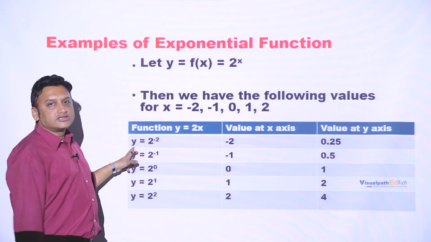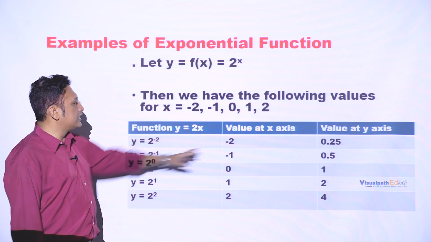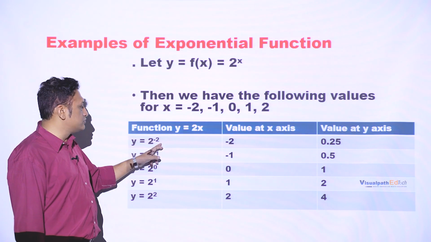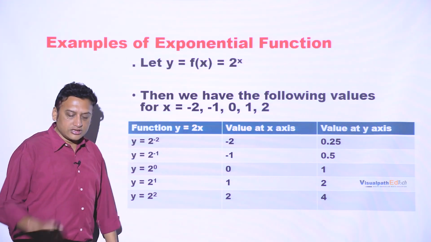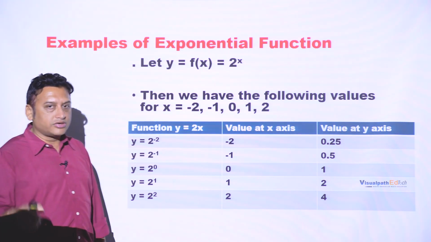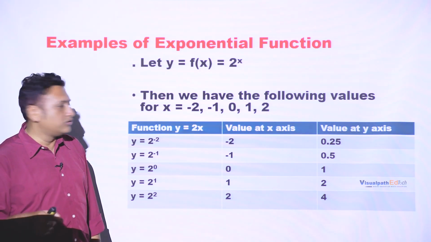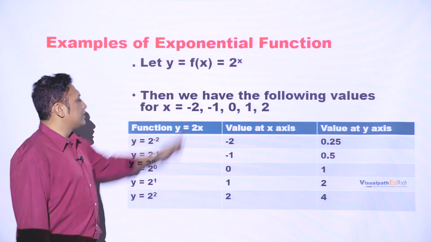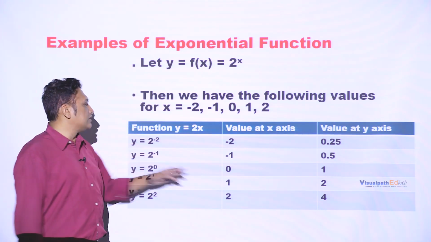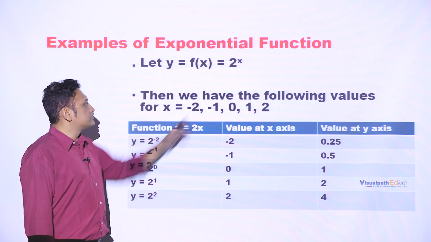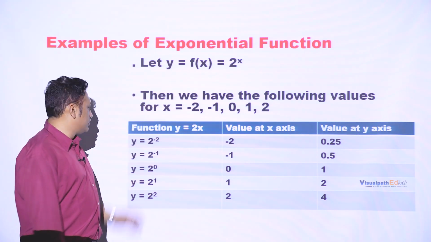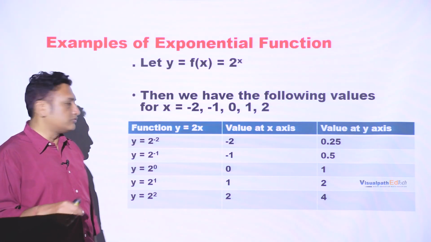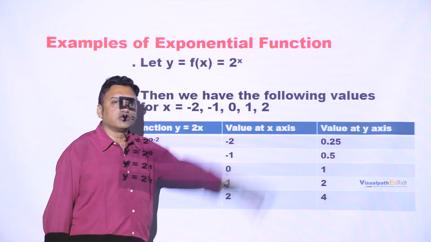So, since the function says 2 to the power x, if I take x is equal to -2, then I will get y is equal to 2 to the power -2. 2 to the power -2 is 1 by 2 to the power 2, which is 1 by 4, which is equal to 0.25. Again, if we take x is equal to -1, then the function will be y is equal to 2 to the power -1, which will give you 1 by 2 to the power 1. In other words, 1 by 2, which is equal to 0.5.